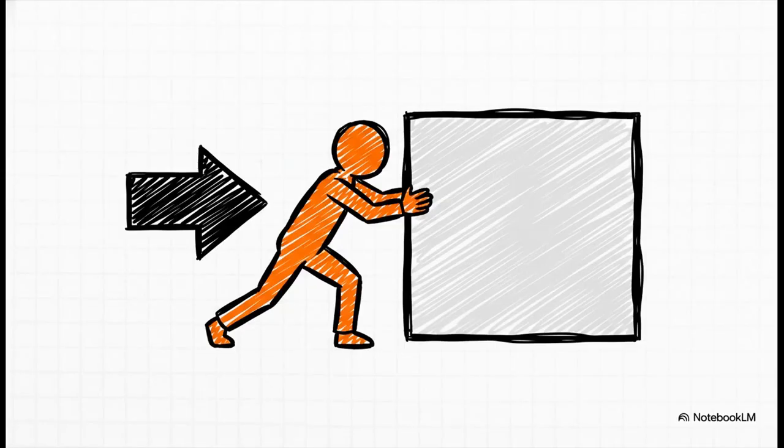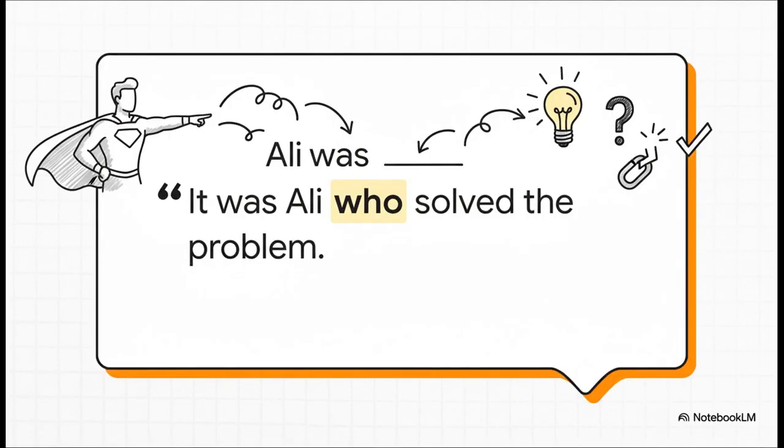So what can we put in the spotlight with this structure? Well, first up, you can emphasize the subject of the sentence. You know, the person or thing that's actually doing the action. Instead of just saying, Ali solved the problem, this version makes it absolutely clear that Ali, specifically, was the hero of this story. And of course, notice we use who, because Ali's a person.